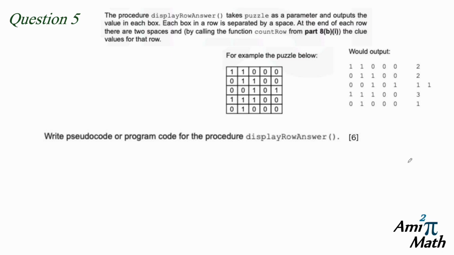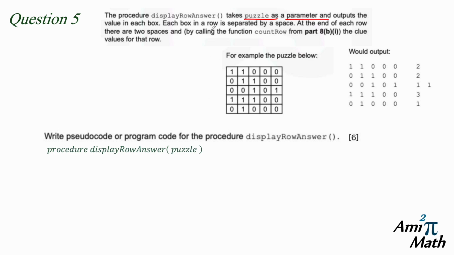Write pseudocode or program code for the procedure display row answer. Okay, so first we're going to start by creating the procedure, and we're going to take display row answer as the name of the procedure, and then we're going to take puzzle. It says here that we take puzzle as a parameter, so that is your first step.